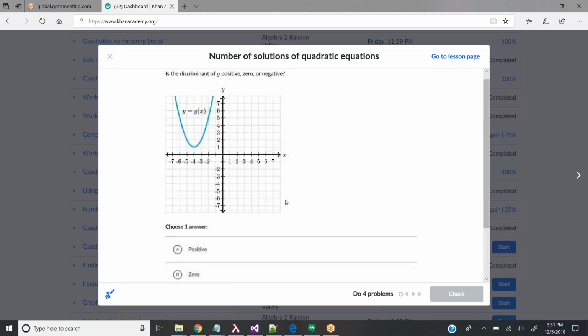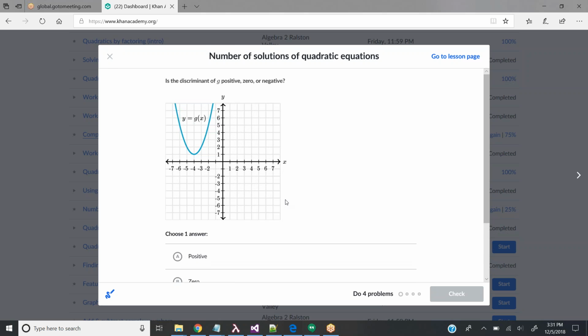Okay, so for instance, this problem. There's something very unique about that parabola. It does not cross the x-axis. That means it has no real zeros. Also means the discriminant is negative.